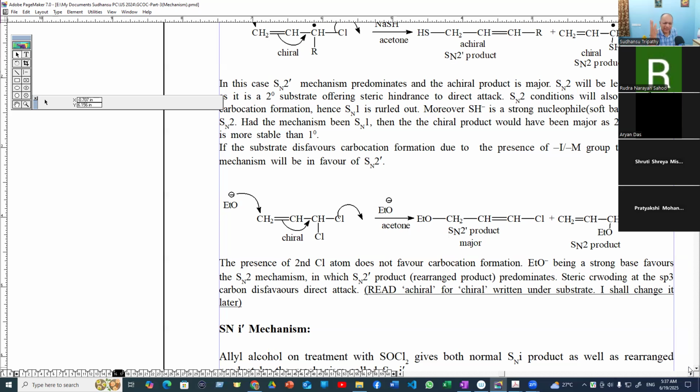SN1 dash is more possible in most cases than SN2. I mean SN2 dash; SN1 dash is more common, SN2 dash is less common. Only when there is a strong nucleophile but weak base, and if there is a minus I group attached to the leaving group, the two leaving groups are there. One of them will really go, the other one will remain to create problems, the minus I effect. In that case, you get SN2 dash.